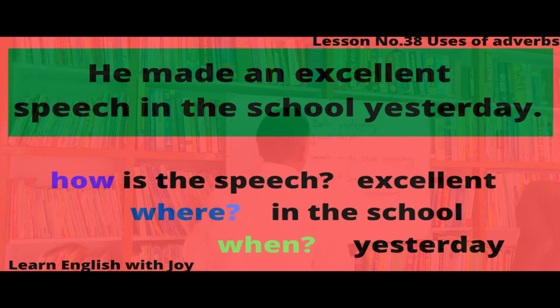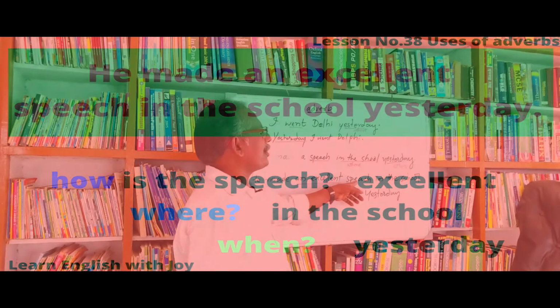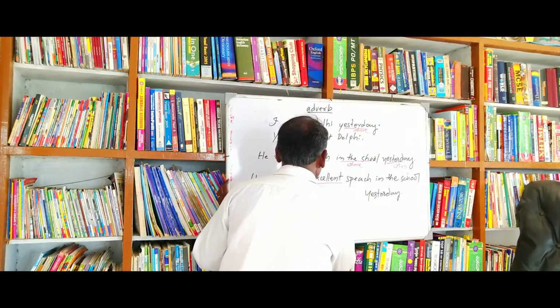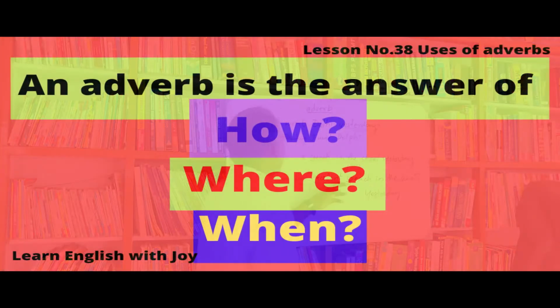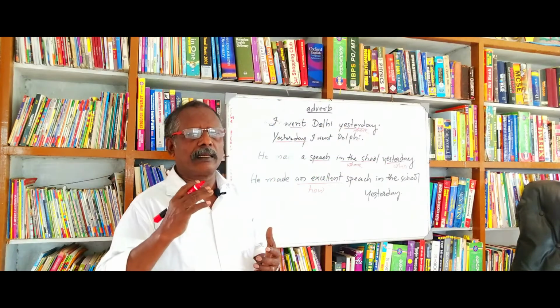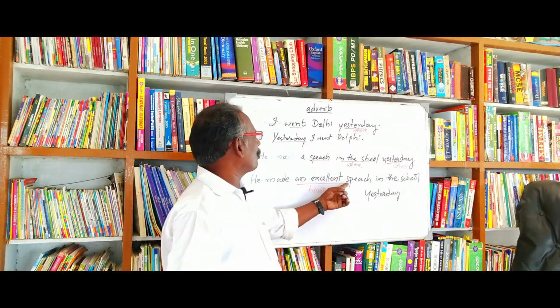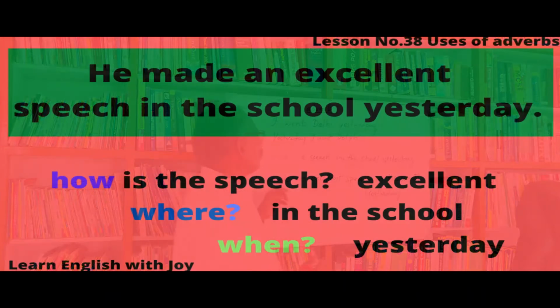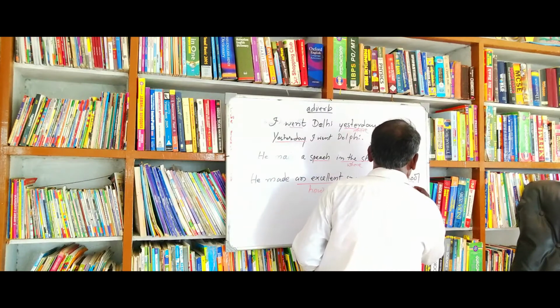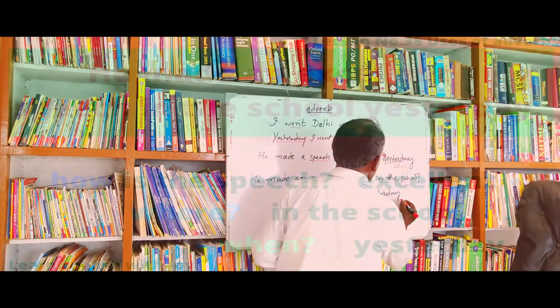Let us see another, the same sentence, one more. An excellent speech. How is his speech? Excellent speech. He made an excellent speech. Again, where? In the school. Where? In the school. When? Yesterday. When?